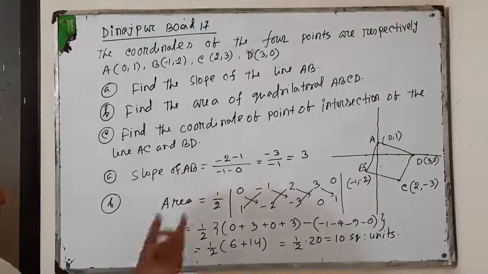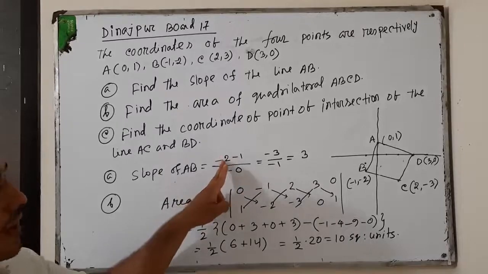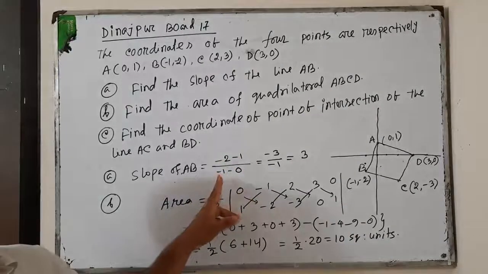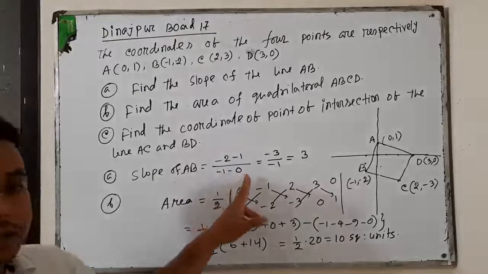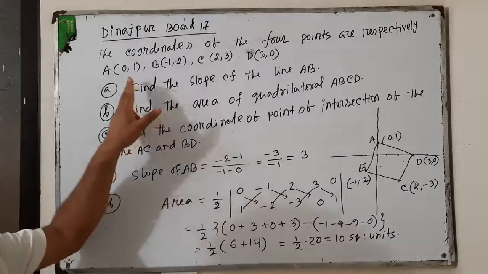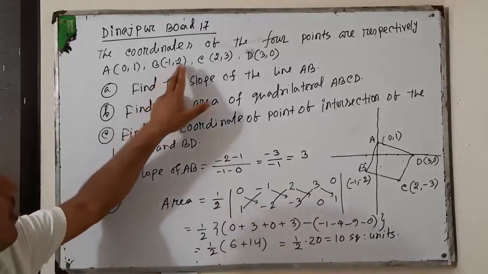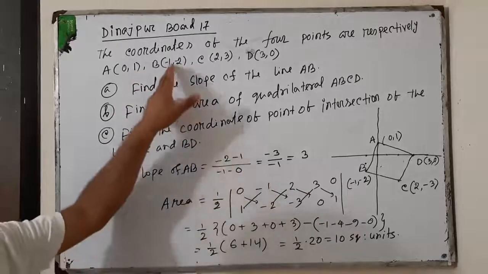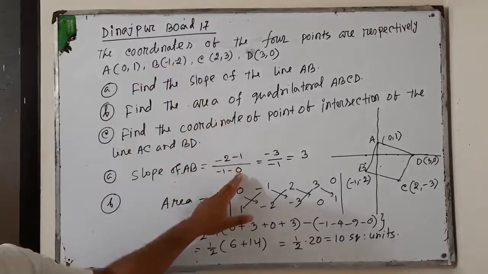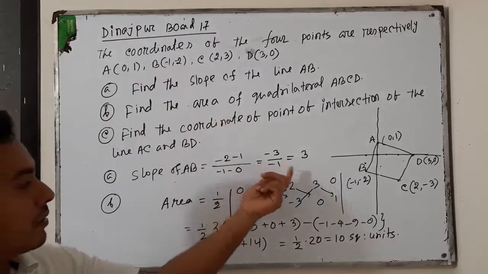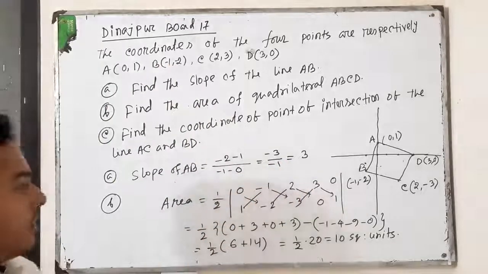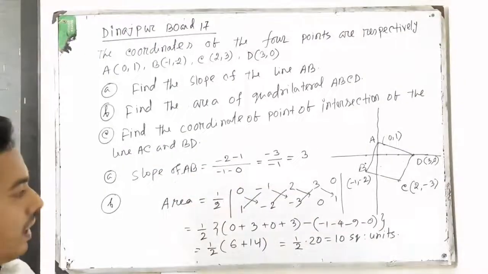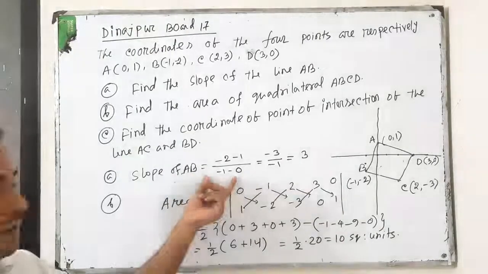According to this formula, the slope is y2 minus y1 divided by x2 minus x1. So after calculation we have 3, the slope of AB. Okay, my dear students, I think that it is easy for you.